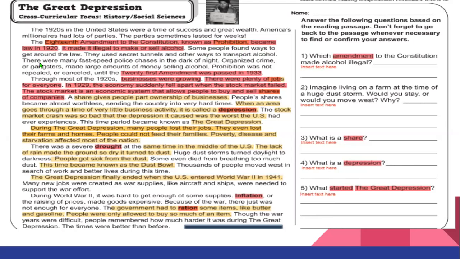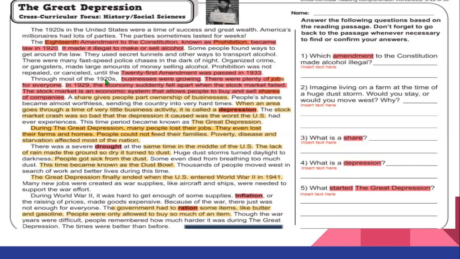Some people found ways to get around the law. They used secret tunnels and other ways to transport alcohol. There were many fast-speed police chases in the dark of night. Organized crime or gangsters made large amounts of money selling alcohol. Prohibition was not repealed or canceled until the 21st Amendment was passed in 1933. So, how many years then was there prohibition? Someone will do the math for me and tell me this afternoon.